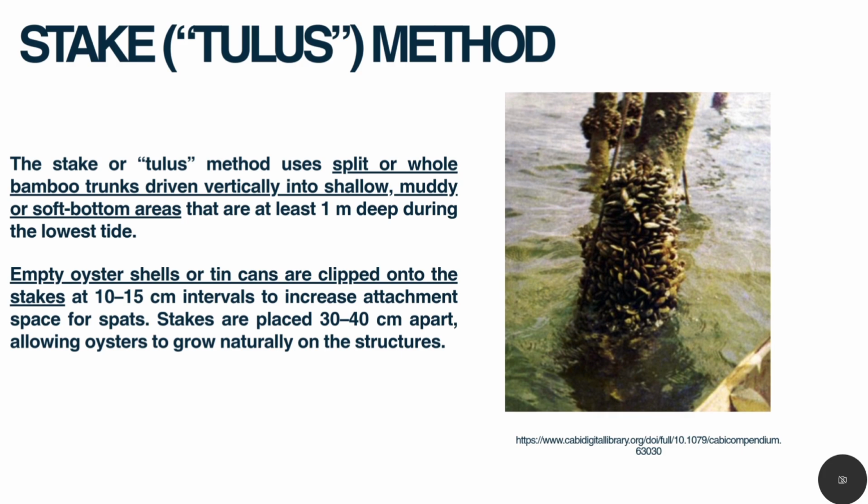The stake method uses split or whole bamboo trunks that are driven vertically into shallow, muddy, or soft bottom areas that remain at least 1 meter deep during the lowest tide. Empty oyster shells or tin cans are attached to the stakes at regular intervals to provide more attachment space. The stakes are placed with enough distance to allow oysters to grow naturally on the structures.